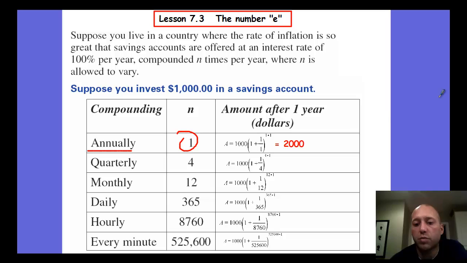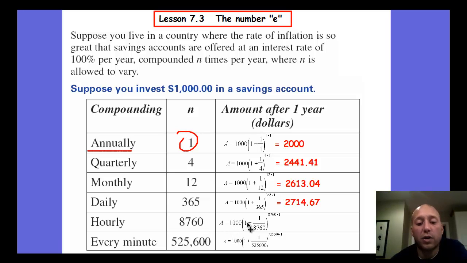Now, the next one is quarterly, 4 times. In this problem, the only thing that changes is that we have a denominator of 4 for quarterly, and the exponent here is 4. If I evaluate that, we have $2,441.41. We have more because we're getting interest on the interest for that year, the 3 extra quarters. For monthly, now we're taking interest 12 times, so we get more. If we do it daily, you're getting interest on the interest daily, so we get a little bit more money.